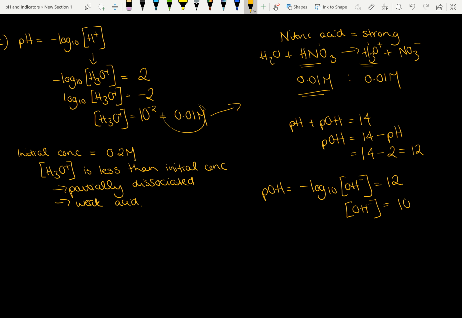So that is equal to 10 to the power of minus 12. So we use our inverse log there. So the hydroxide ion concentration is 1 by 10 to the minus 12 moles per liter.